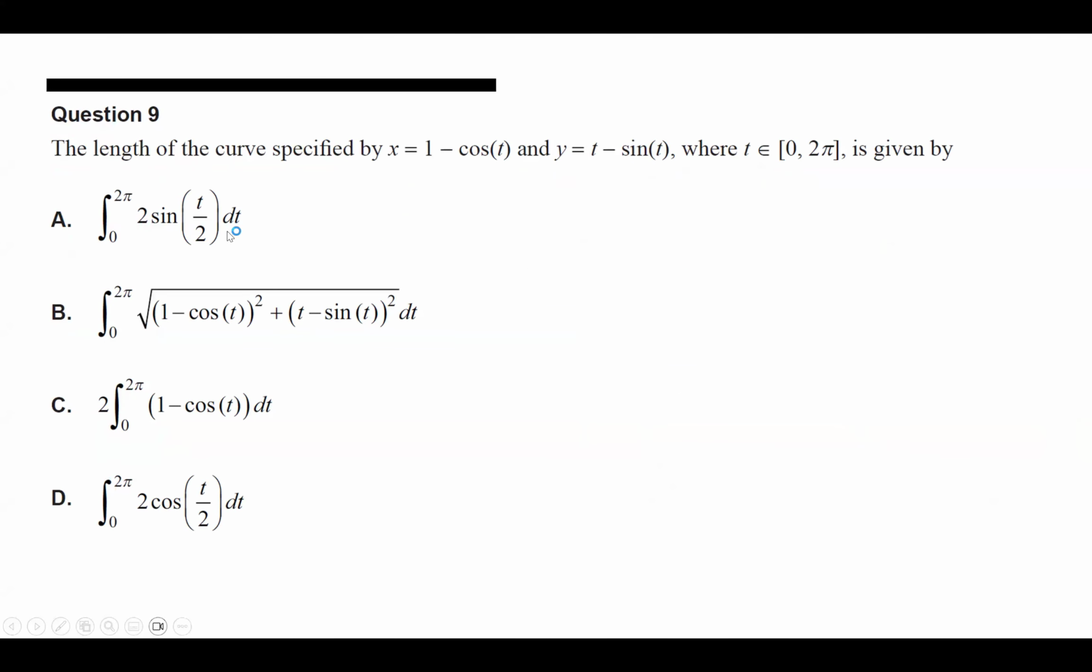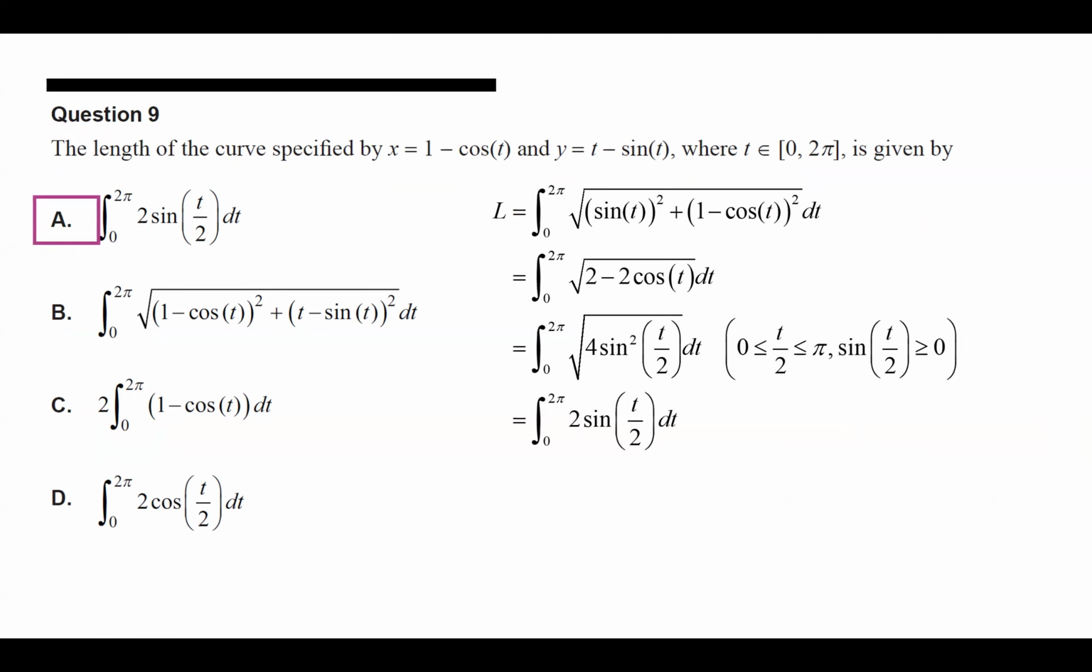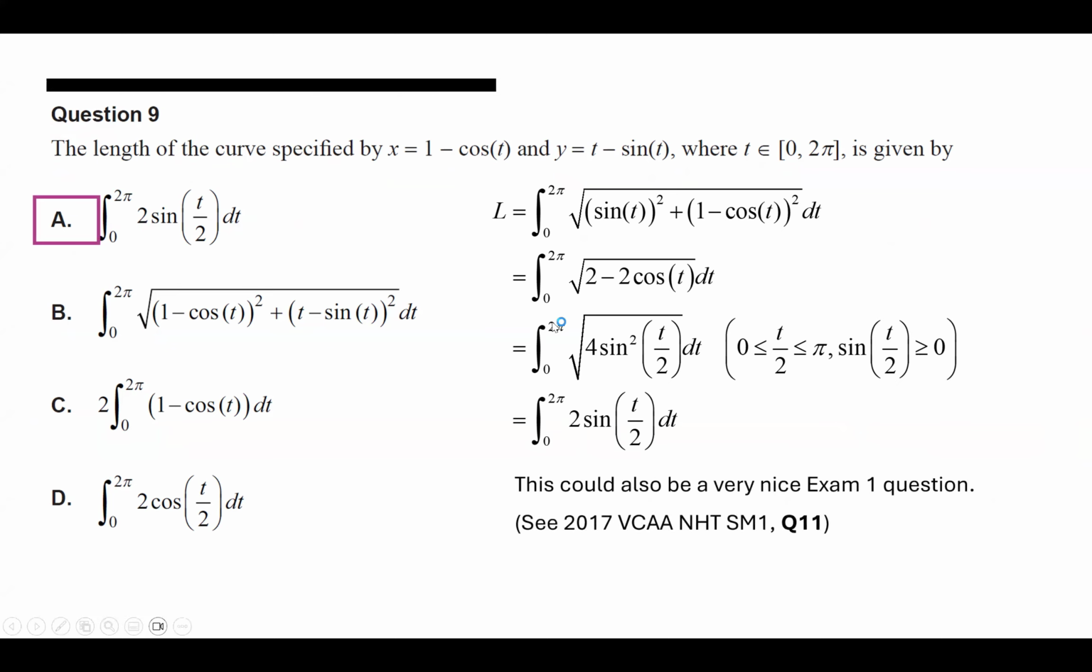Question 9. Question 9 is actually a very lovely question because this reminds me of an old VCAA exam question. It was from 2017, the NHT paper, Question 11 from the 2017 VCAA NHT exam 1. What I did here was differentiate x and y with respect to t and slot in the arc length formula. And then you get sine t squared plus 1 minus cosine t squared. Once you combine these two terms, you'll be able to get 2 minus 2 cosine t.